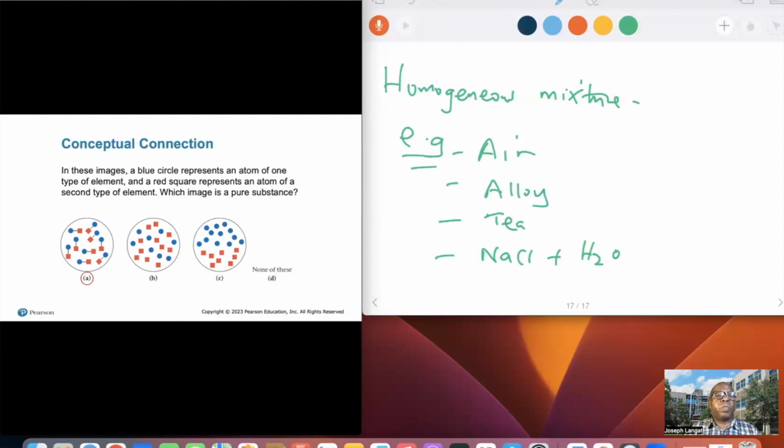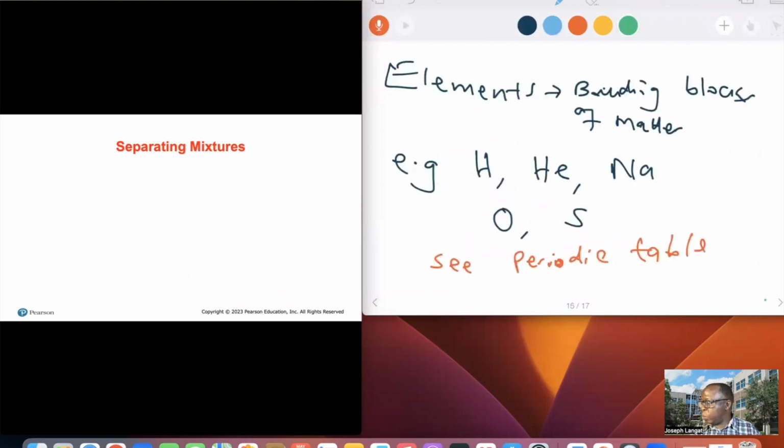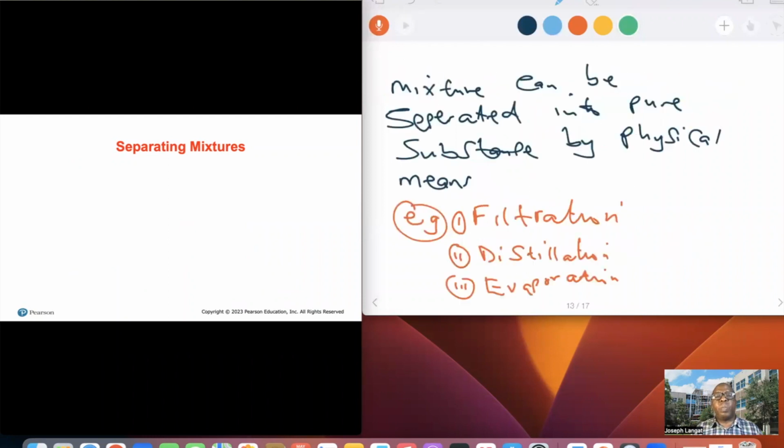It's a conceptual question for understanding classification of matter as heterogeneous, homogeneous, or compounds and elements. These are just two elements. Oh, I had mentioned the separation of mixtures, which I think you need to go back and make notes on. Some of them you are familiar with.